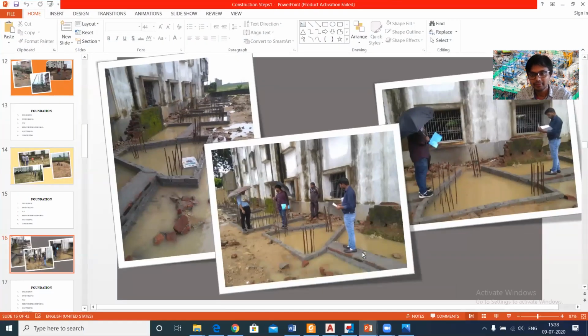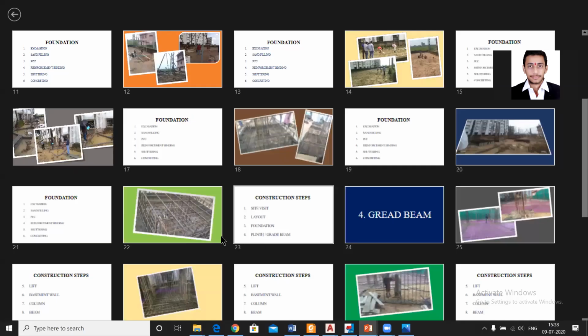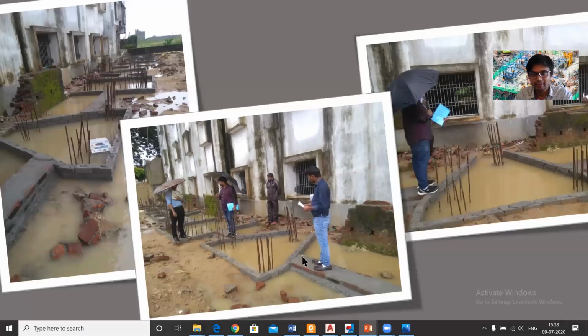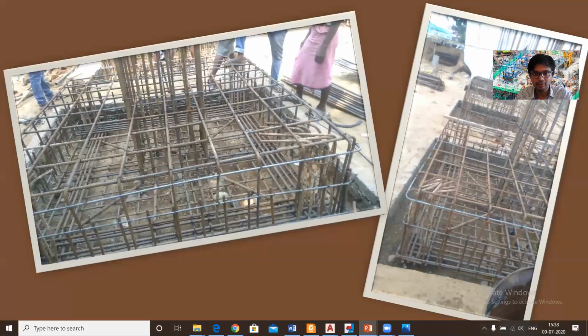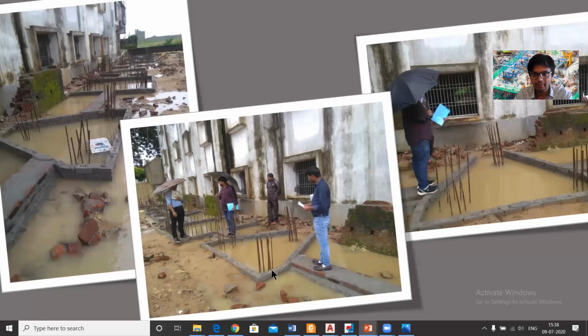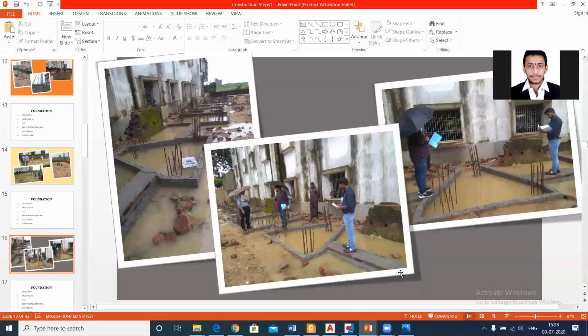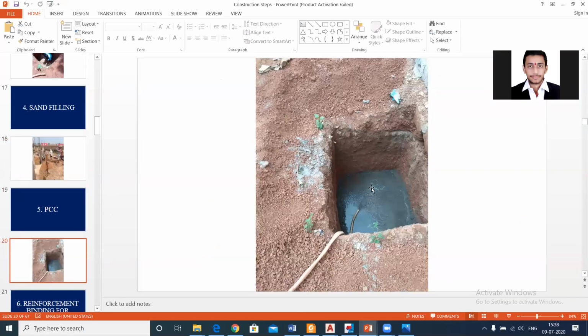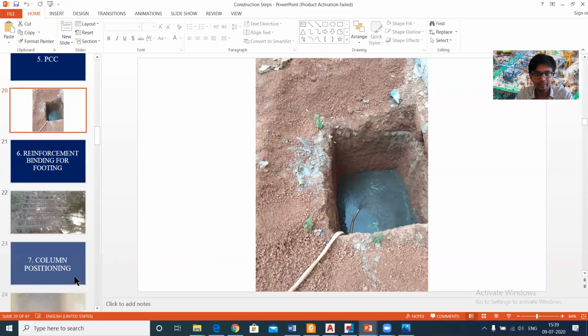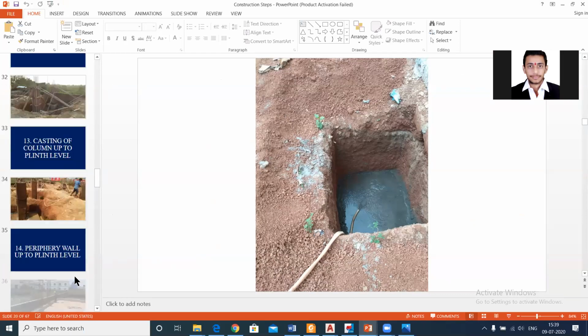As you can see here, some work has been done in this portion, and I can show you in a different drawing also. This is basically the footing, and I'll show you the PCC works in a different slide also. Some PCC is done below the footing. After the footing is excavated, some sand filling is done, and after that the PCC is done. And PCC is also done below the plinth beam.